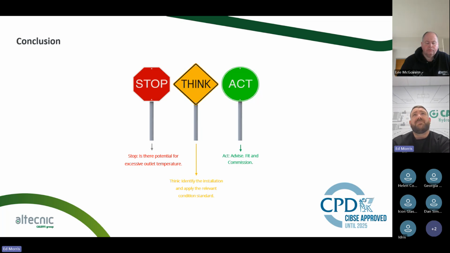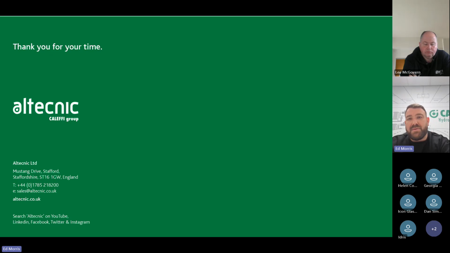So as a bit of a conclusion: stop. What is the potential risk? What is the exposure? What's the outlet temperature? Think: identify the installation and apply the relevant standards. So is it TMV2? Is it TMV3? And then act, fit and commission. It's quite simple. Just work out what it is you're working on. Is it healthcare? Is it not healthcare? And then install the relevant valve for that standard. Is it group mixing, whatever it may be? And then advise, fit and commission it and make sure it's working as it should be. And that is my presentation.